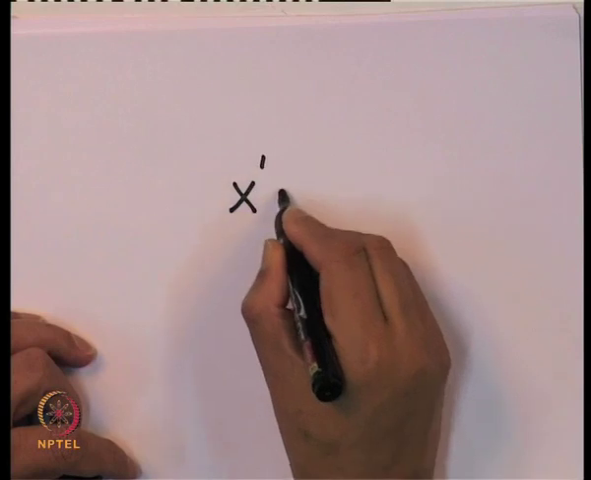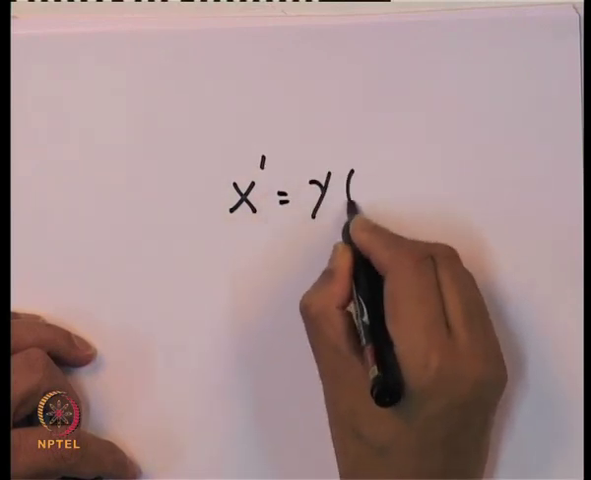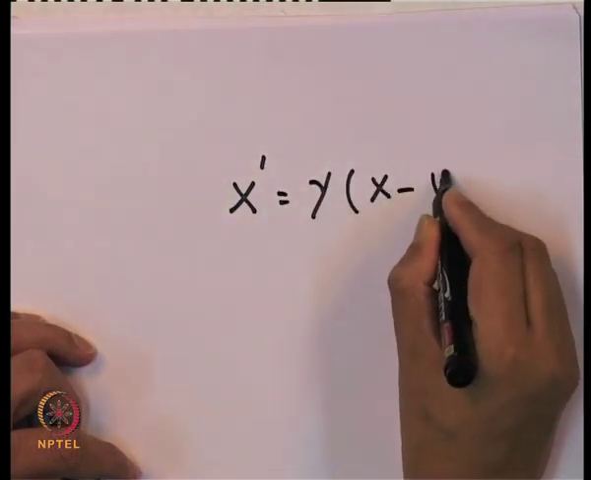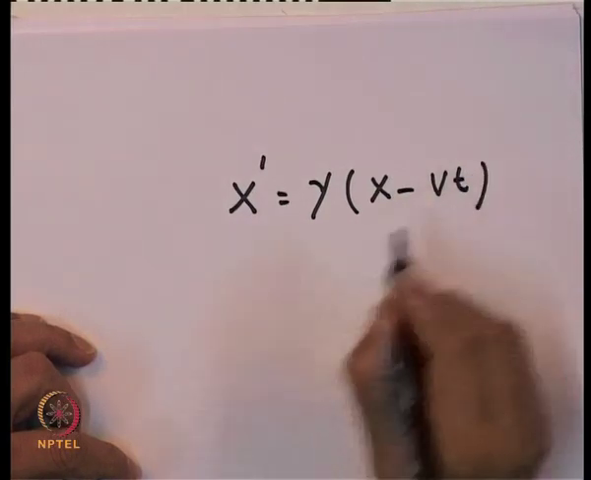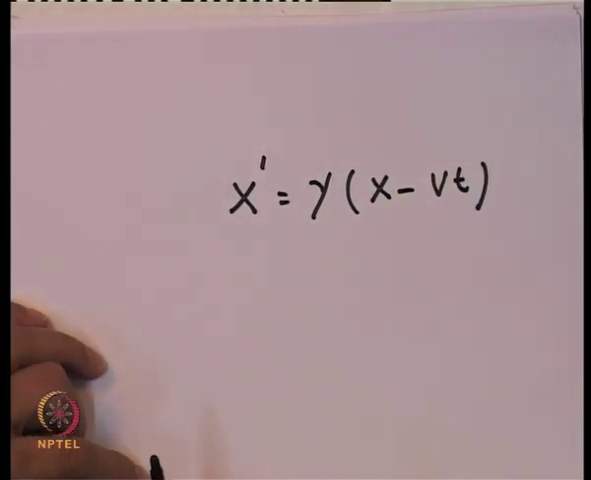Though we have been using it, we have not been talking about it in detail. So, let us spend a little bit of time to understand it. See, we had earlier written that x prime should be equal to gamma (x minus v t). This is the first equation of the Lorentz transformation.